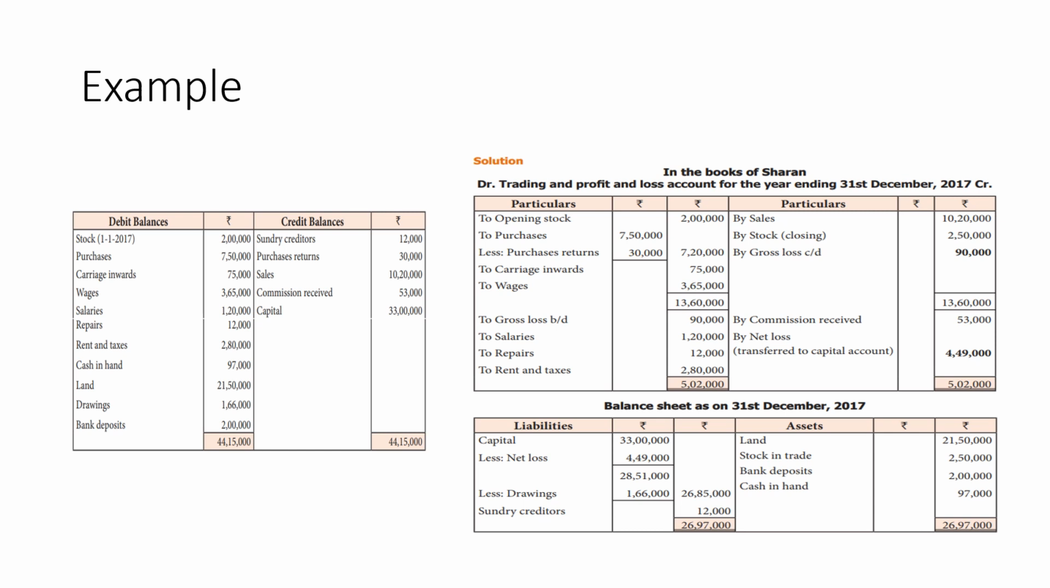On the asset side you have land, stock in trade, bank deposit and cash in hand. Everything is considered an asset. The total value on the asset side is 26 lakhs 97,000, so this will be tallied with the liabilities. So this is the final balance sheet. This is how we have to write a balance sheet: first the income statement, then the balance sheet. Thank you.